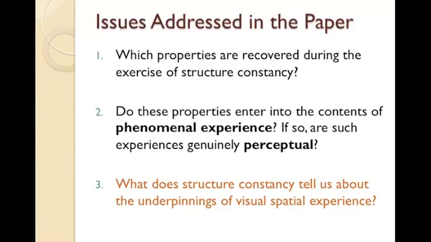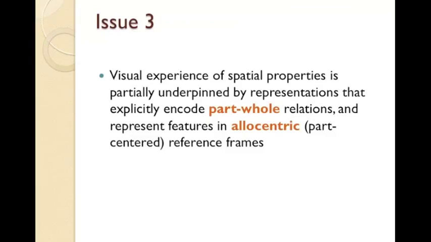Third issue is what structure constancy might tell us about the subpersonal underpinnings of spatial phenomenology. Or more particularly, what might it tell us about the subpersonal underpinnings of shape phenomenology? Well, I argue that it tells us something very important, namely that the visual experience of spatial or shape properties in particular is partially underpinned by representations that explicitly encode both part-whole relations and represent features in a class of allocentric reference frames. The central idea here is that given that compositional structure figures in visual phenomenology, any representation adequate to underlie that phenomenology should make compositional structure explicit rather than merely leaving it implicit.